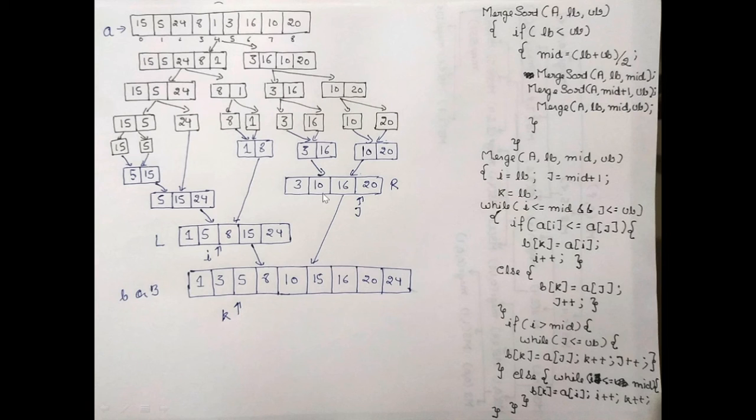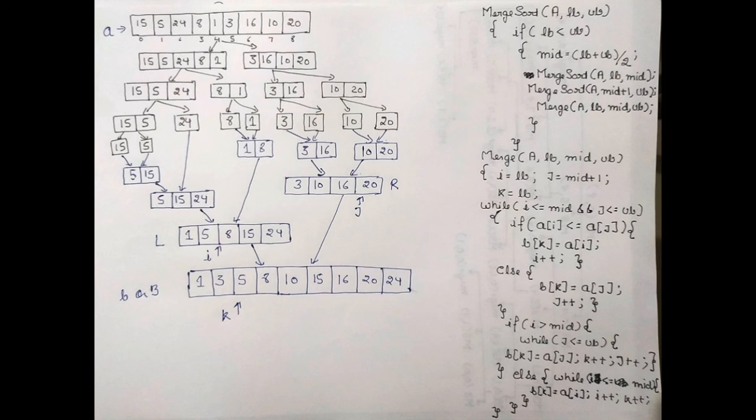Now still 8 is less than 10, so 8 will be copied here and I will be incremented to 1, which is now pointing to 15. Again a of I, which is pointing to 15, will be compared with a of j, which is still pointing to 10. Now 10 is less than 15, so 10 will be copied here and j will be incremented by 1. Now j is pointing to the 16th element.